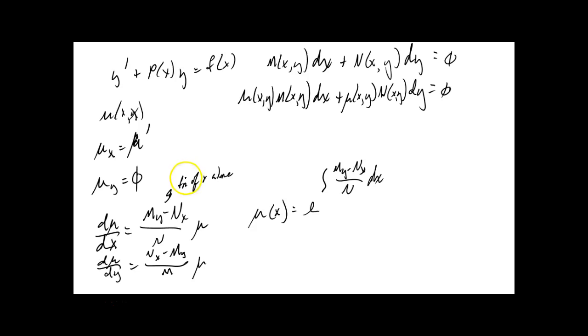If this is not a function of x alone, but a function of y alone, then your integrating factor is mu of y alone, which is e to the integral of n sub x minus m sub y over m, dy. And that's a function of y alone. And then we multiply both sides by that and proceed.